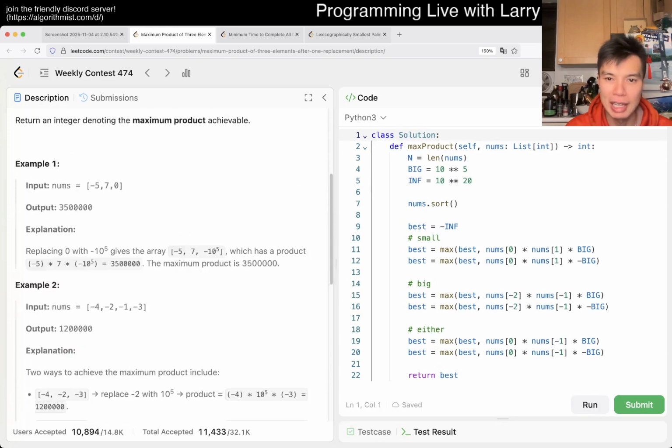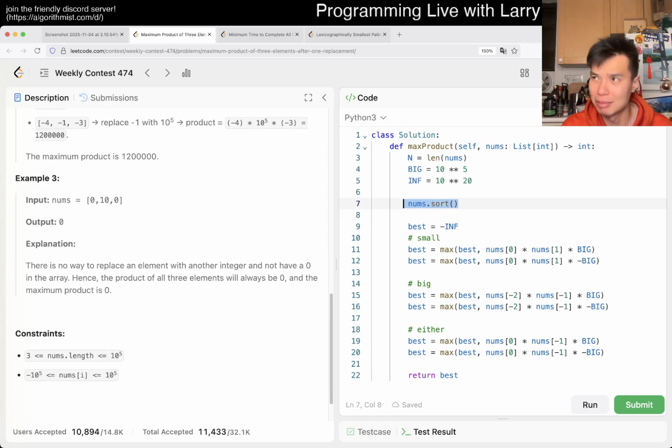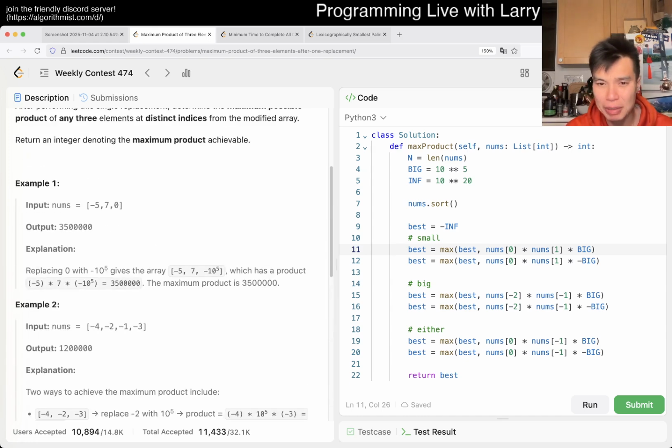The idea here is that once you sort, and you may not even need to sort, technically speaking, complexity speaking, because 10 to the 5th, my algorithm makes it n log n, but really what you need is just the largest two numbers and the smallest two numbers, which have the largest magnitude if they're negative, and then just play with them. And this basically encompasses all the cases.